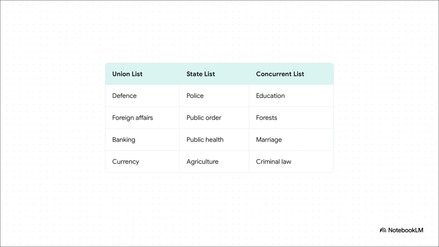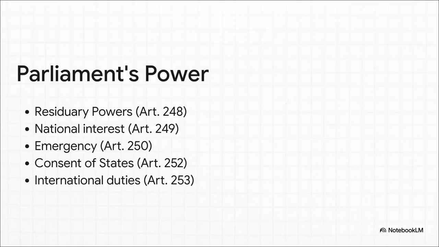Also, be sure to explain to the examiner that under Article 254, if there is ever a clash or conflict between a central law and a state law regarding a subject on the concurrent list, the central law prevails. Residuary powers to the center, Article 248. Parliament holds power over the state list in specific cases: national interest under Article 249, emergency under Article 250, consent of states under Article 252, and international obligations under Article 253.